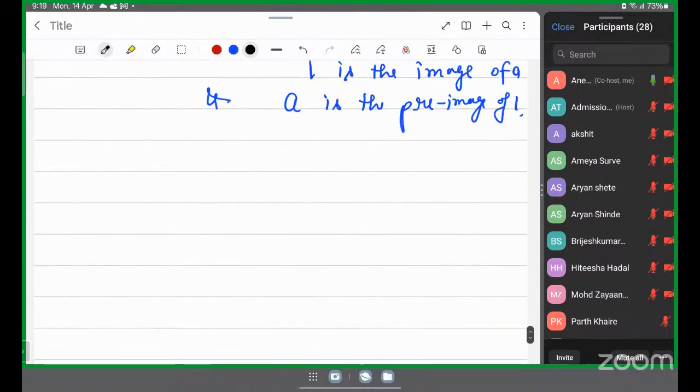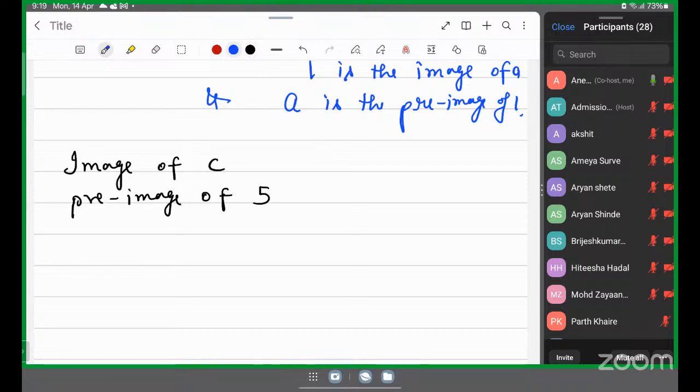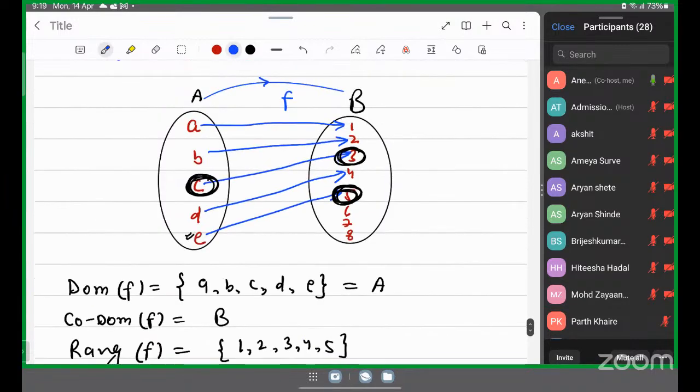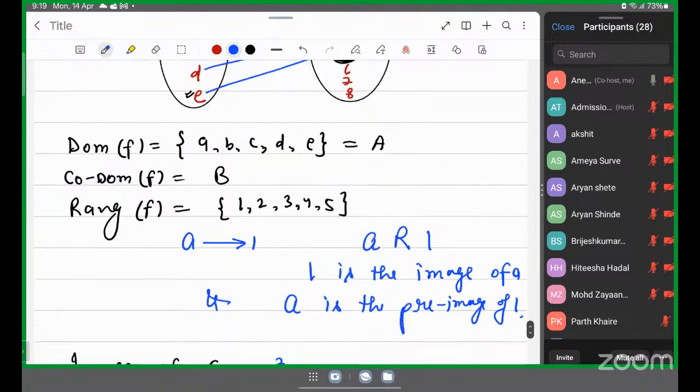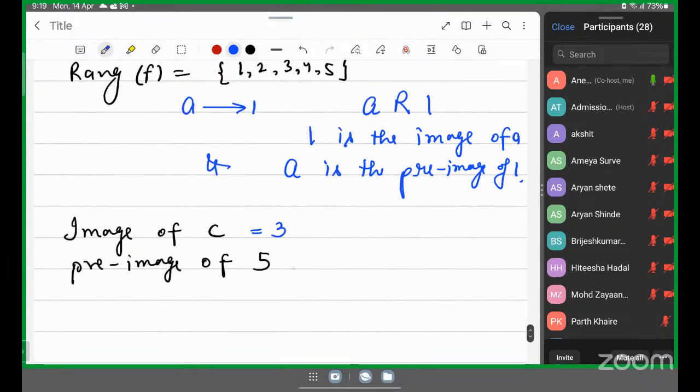So this type of question may be there. Image of element c and pre-image of 5. So what is the image of c in this case? 3. And what is the pre-image of 5? That is e.